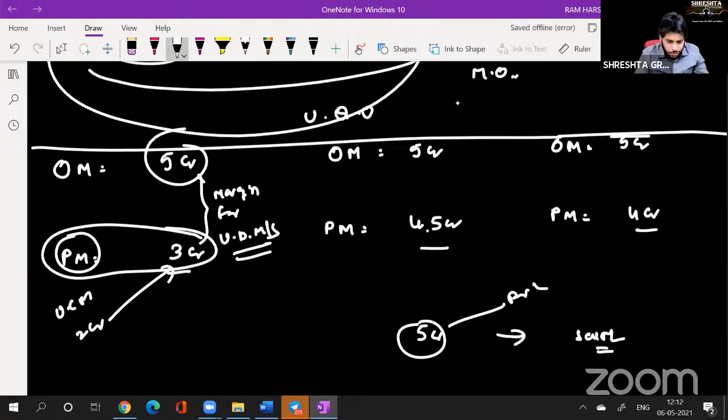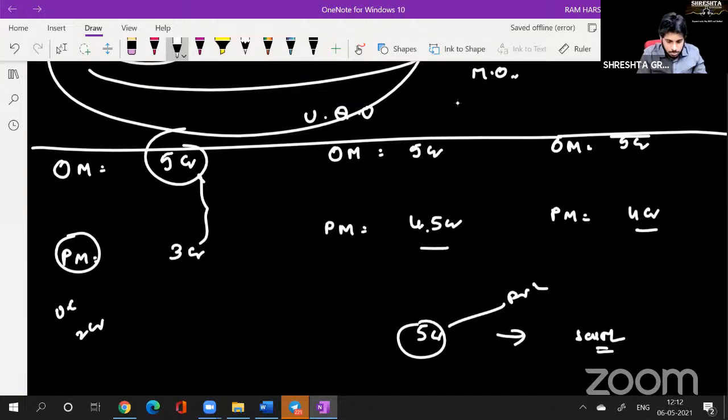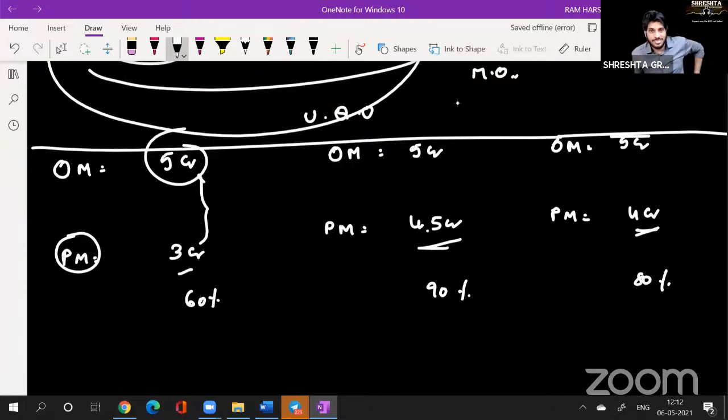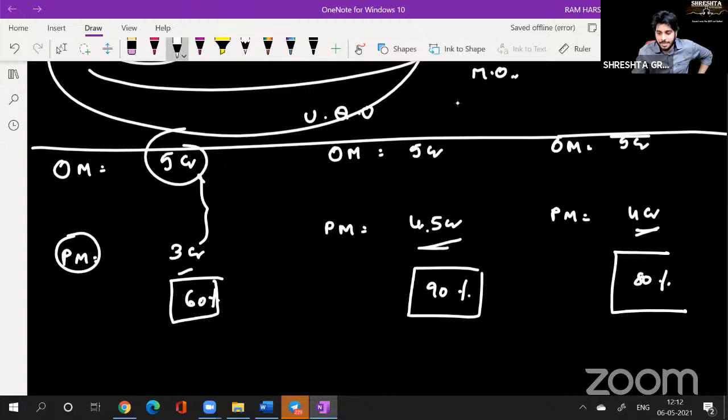Fine. If you observe again, let us interpret these three cases. Now, here performance materiality is 3 crore, here 4.5, here it is 4. Actually, if you see, here it is 60% of the overall materiality, here 90%, here 80%. Performance materiality, here I kept 60%, here I kept 90%, here I kept 80%.